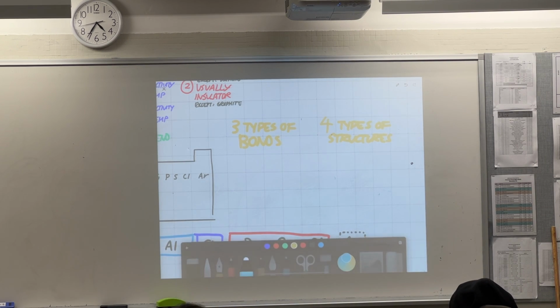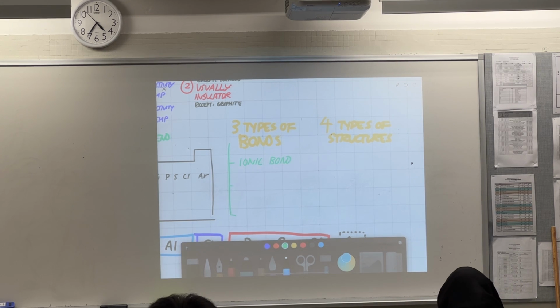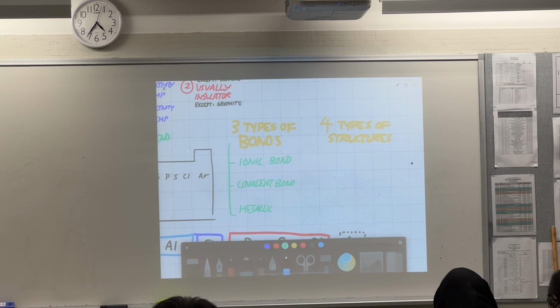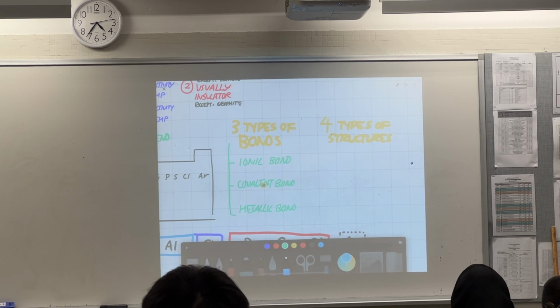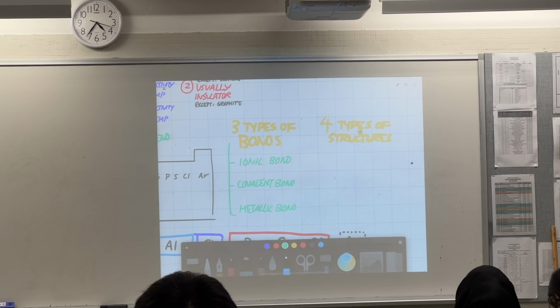What are the 3 types of bonds? Let's do a quick review. Ionic bond, covalent bond, and metallic bond. I can't think of a 4th type of bond unless you can. Those are structures. Yeah, bond and structure we need to see. What about van der Waals? Van der Waals forces are not technically speaking a bond, because they exist between molecules. They don't exist between atoms.